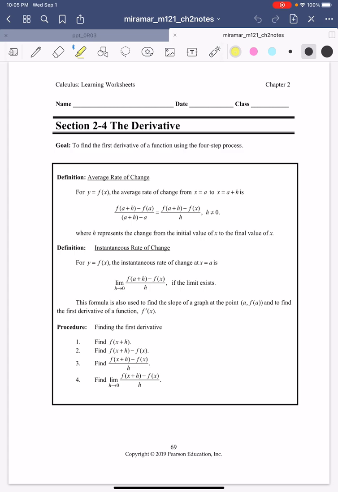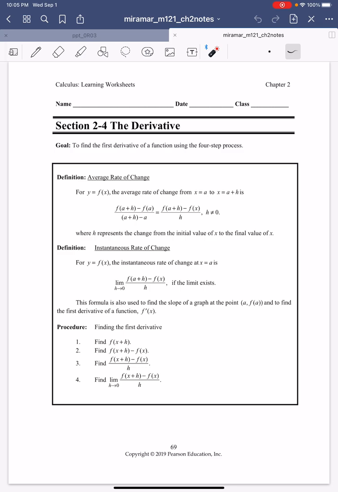So we want to spend a good amount of time knowing the definition of a derivative and then how to find the derivative. In this section, we're going to learn how to find the first derivative function using the four-step process, which is using the formal definition.